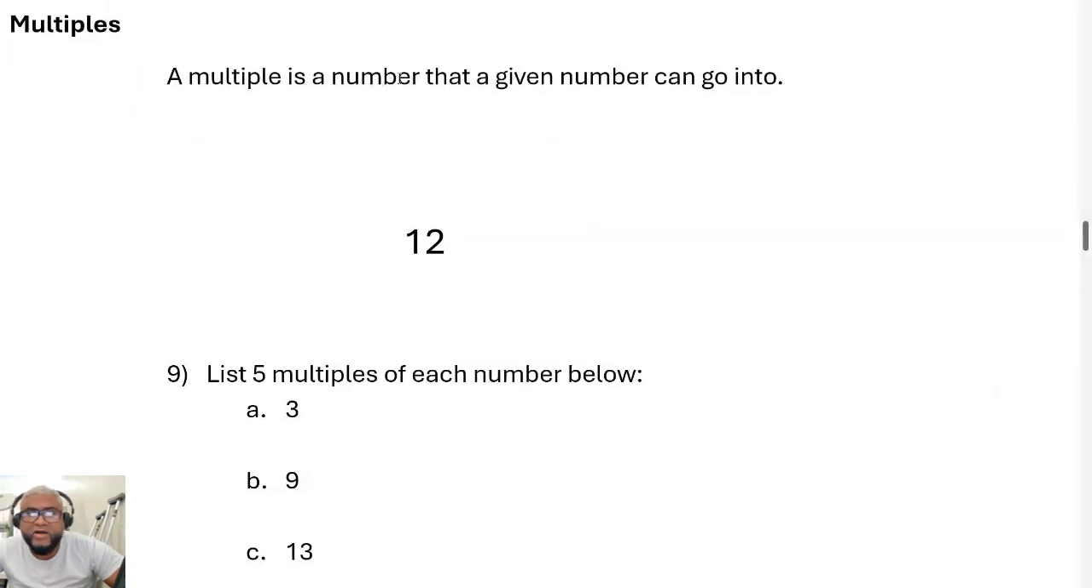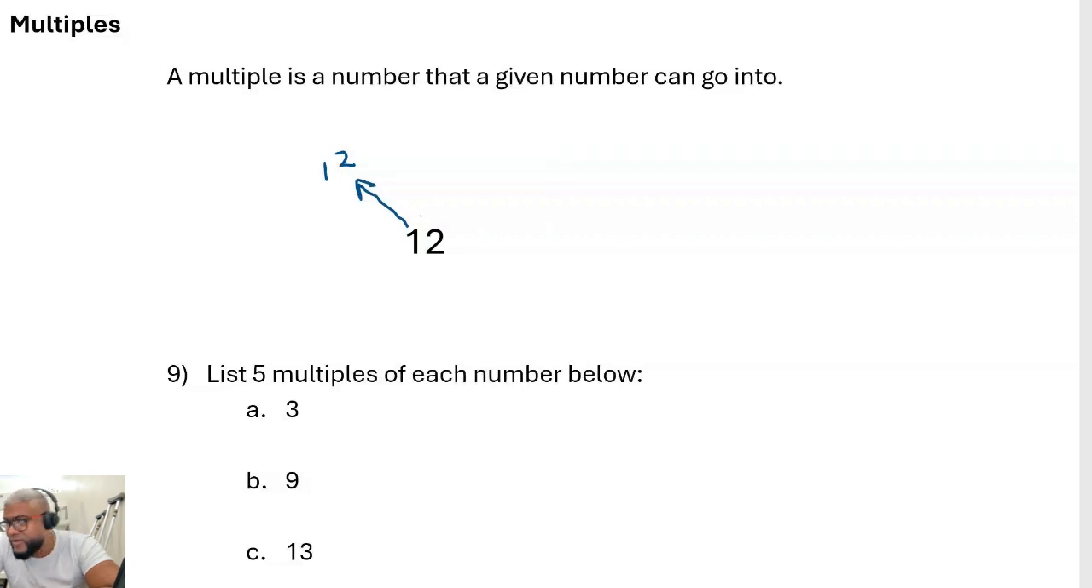A multiple is a number that a given number can go into, right? So I want to list some of the multiples of 12. Now, the multiples of 12 will actually be infinite. You can keep going on and on forever. So let's start with the number itself. The first multiple of 12, a number that 12 could go into, would be 12.